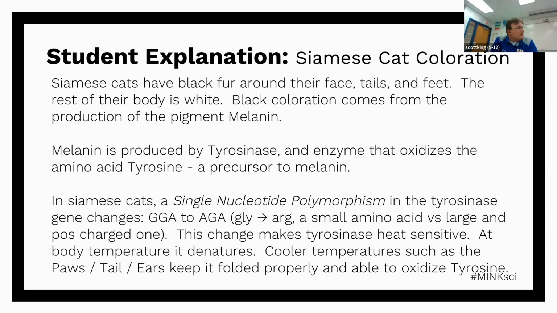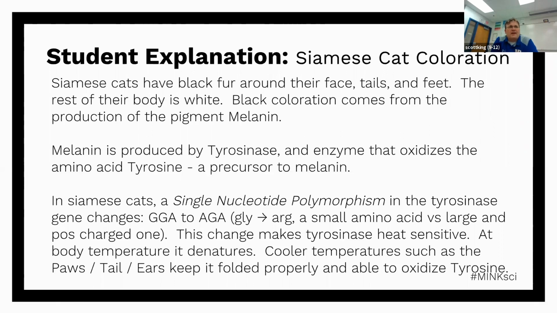So Siamese cat coloration was my phenomenon. And Siamese cats have black fur around their face and tails and feet. The rest of the body is white. That's a basic observation. The black coloration comes from the production of the pigment melanin, which is the same chemical that's actually found in humans to cause our different skin and hair colors as well.